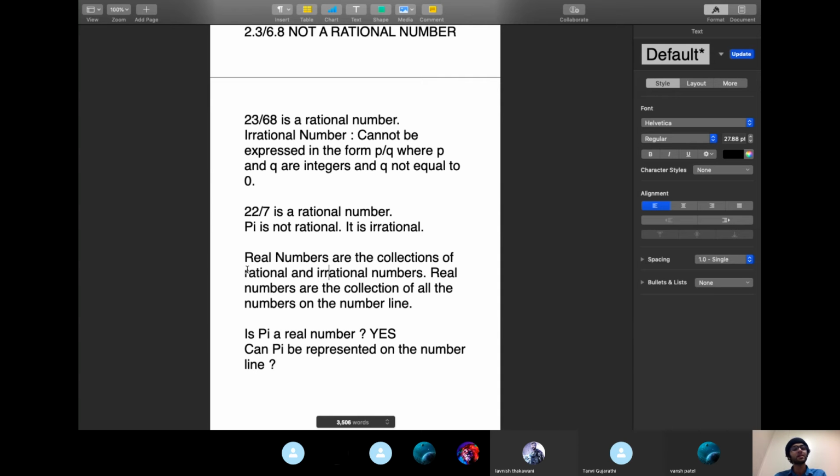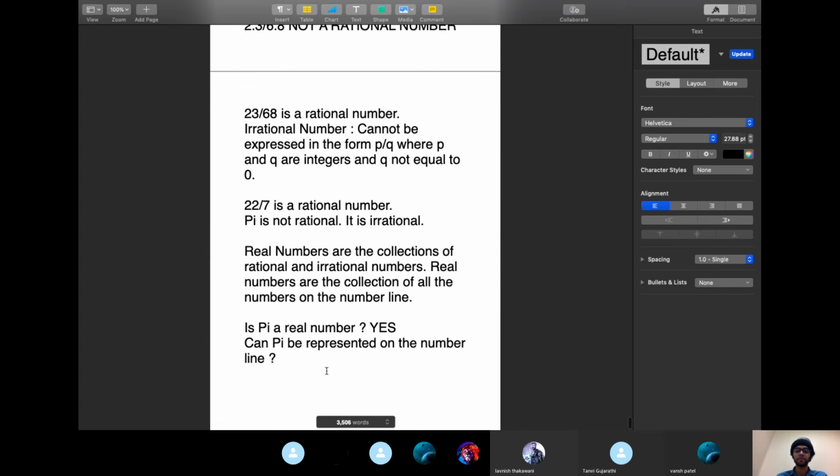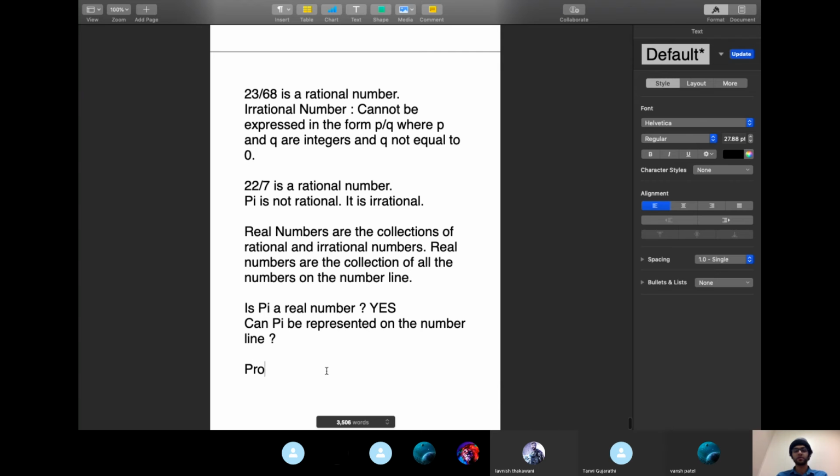Because this definition is telling us that all rational numbers and irrational numbers can be expressed on the number line. So can pi be represented on the number line? I want you to think about that. Okay. Now let's talk about some of the properties of real numbers. It's extremely important.